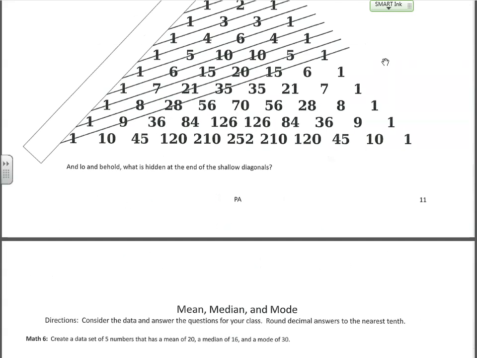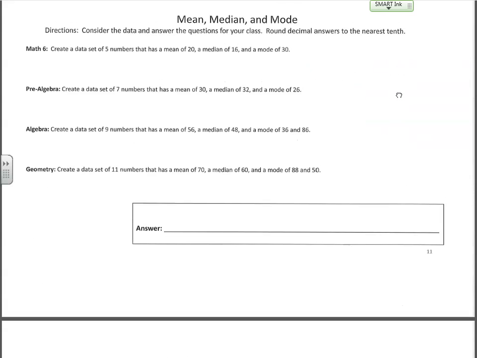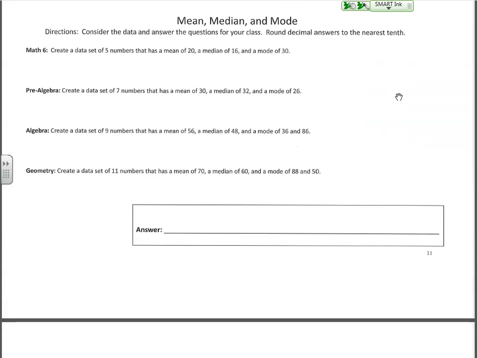Then the next page, mean, median, mode. Instead of me giving you a situation where you find the median, find the mode, find the mean, now you get to give me a number set with certain conditions. Your data set needs to have 7 numbers with a mean of 30, a median of 32, and a mode of 26. So 26 has to be in your number set at least twice, because it's got to show up the most for it to be the mode.